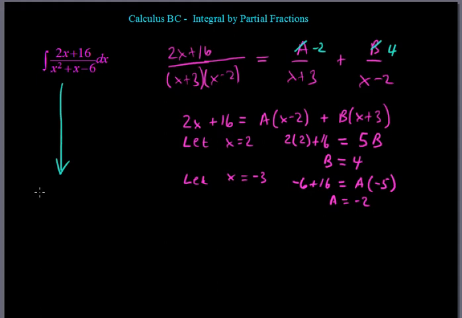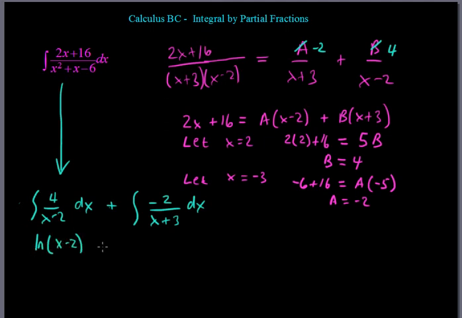So it's going to be the integral of 4 over x minus 2 dx plus the integral of -2 over x plus 3 dx. All right, you can integrate each of those separately, and that ends up being ln of absolute value of x minus 2. And I forgot the 4, so the 4 goes out in front. And then -2 ln of absolute value of x plus 3.